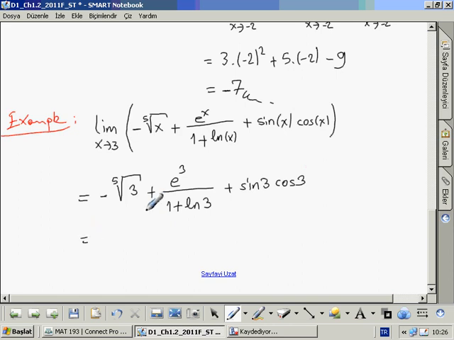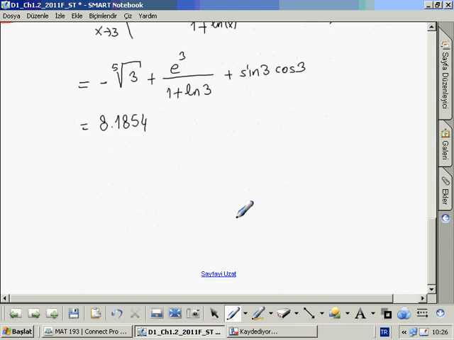And when you calculate this value, you will obtain 8.1854, and we know that it's not a pretty answer, but we can now do the limit, okay?